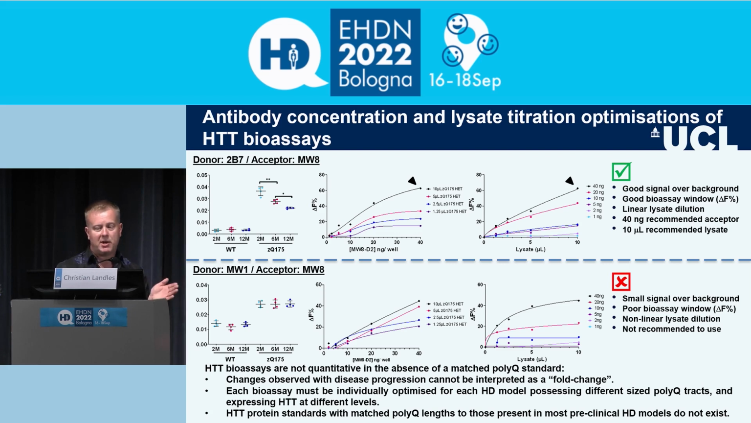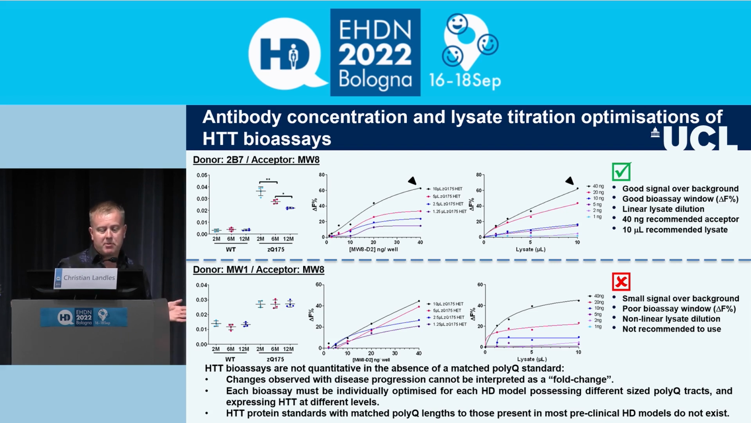So as we then go from left to right, where we do the antibody titrations in the middle, followed by the lysate titrations at the end, we're looking for these linear titration curves where we know as we dilute the sample, we can see a change in Huntingtin signal. So if we want to go in with something like a Huntingtin lowering trial, we know we have the ability to see a change in the target. So it's important just to note that these assays are not quantitative because in the absence of matched poly-Q standards, this isn't possible. So any changes we see cannot be interpreted as fold change.